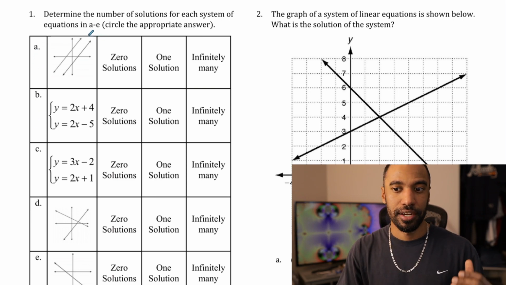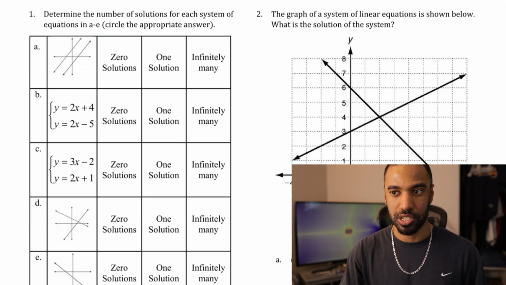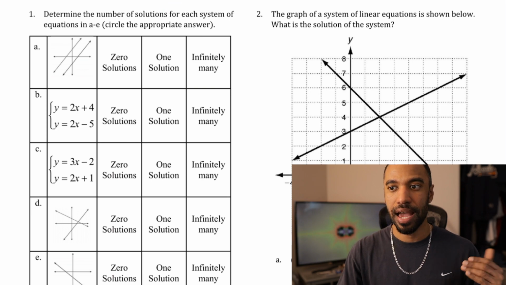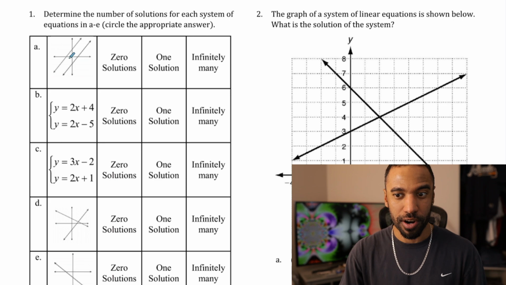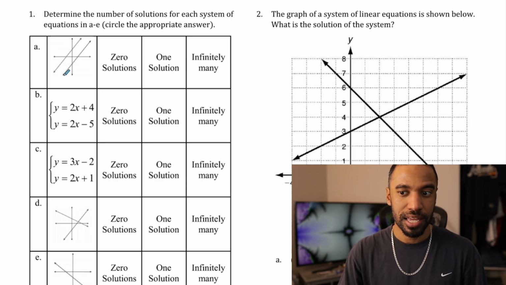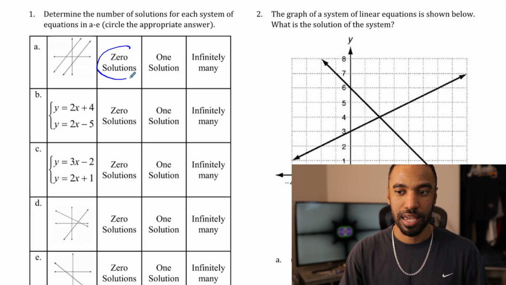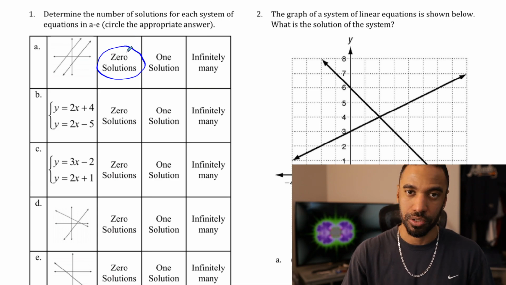So part A, here's a graph for 2 lines within a system of equations. They're asking us how many solutions there would be. I'm not going to teach so much here, but as far as saying they never intersect, that means there are 0 solutions. If they never intersect, then there are not any solutions to that.